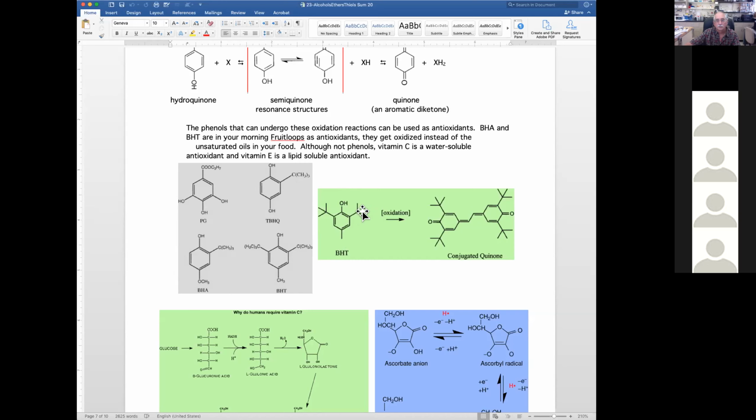Here's what BHT does. So BHT is a phenol, but notice that it forms these conjugates. So you get two of them together, they get oxidized, and look at all this stuff. It's completely conjugated over here. So it can absorb actually quite a few molecules of oxygen.